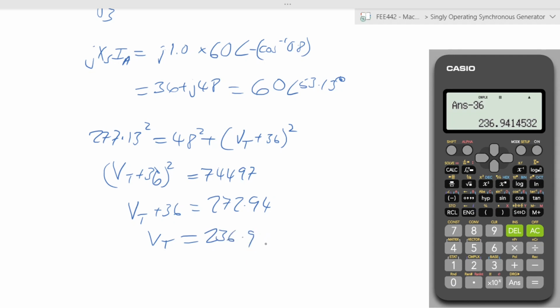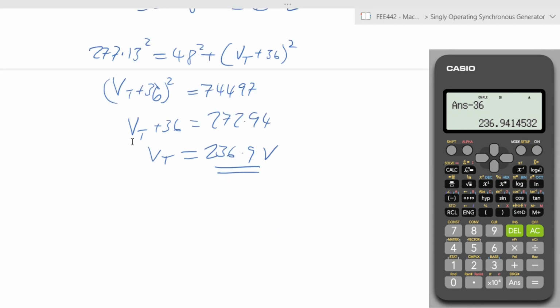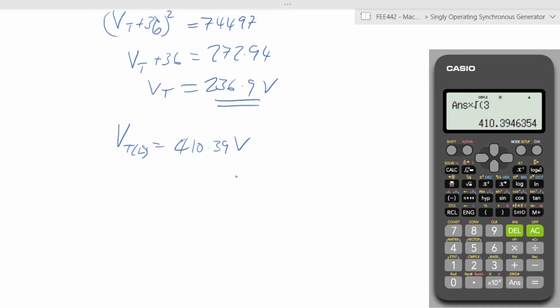200.9 volts. Right? So if we want it in terms of line voltage, so VT line, we need to multiply it by √3. So that gives us 410.39 volts. That's the line voltage for this terminal voltage.